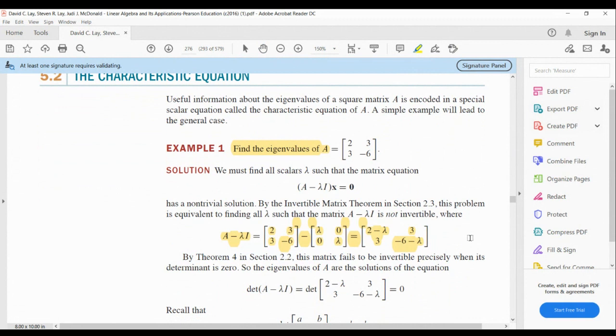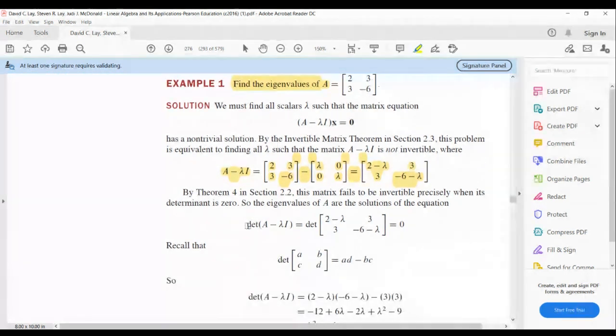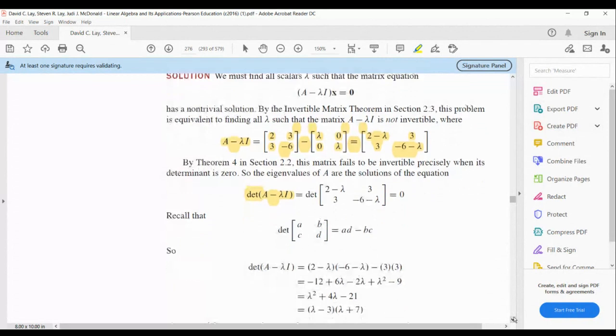So are there any steps on that highlighted portion? Lambda times the identity would be lambda times the ones along the diagonal. And then you subtract the second matrix from the first, which you can do because they have the same row and column size. And now you just simply take the determinant of A minus lambda I. And you know how to take the determinant of a 2 by 2.